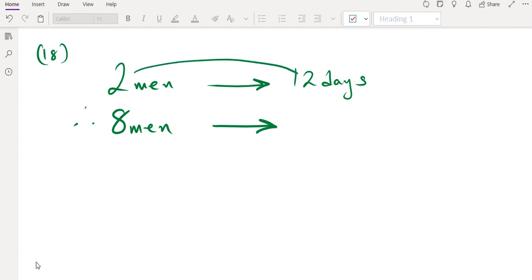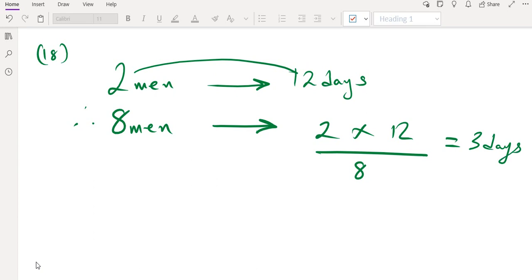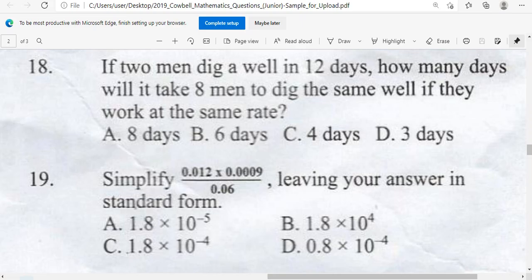So it's this times this divided by this. So that's what? 2 times 12 divided by 8. 2 times 1. 24 over 8. 3. Number 19.